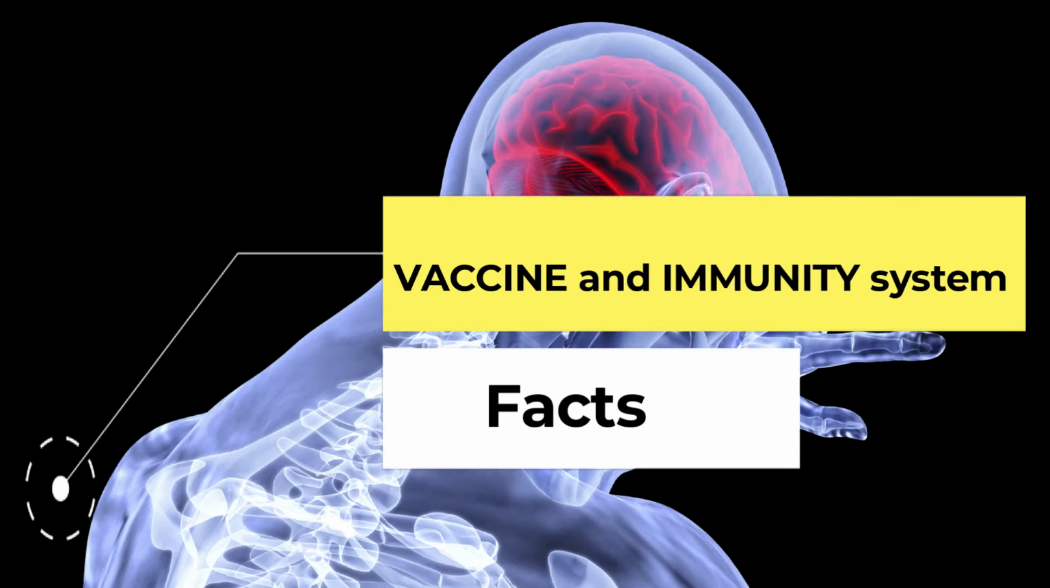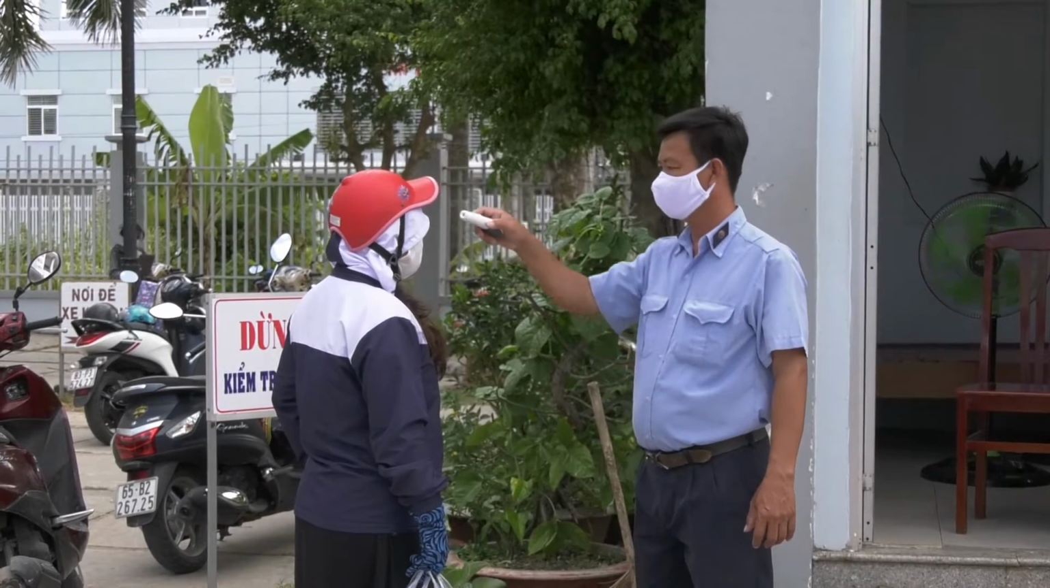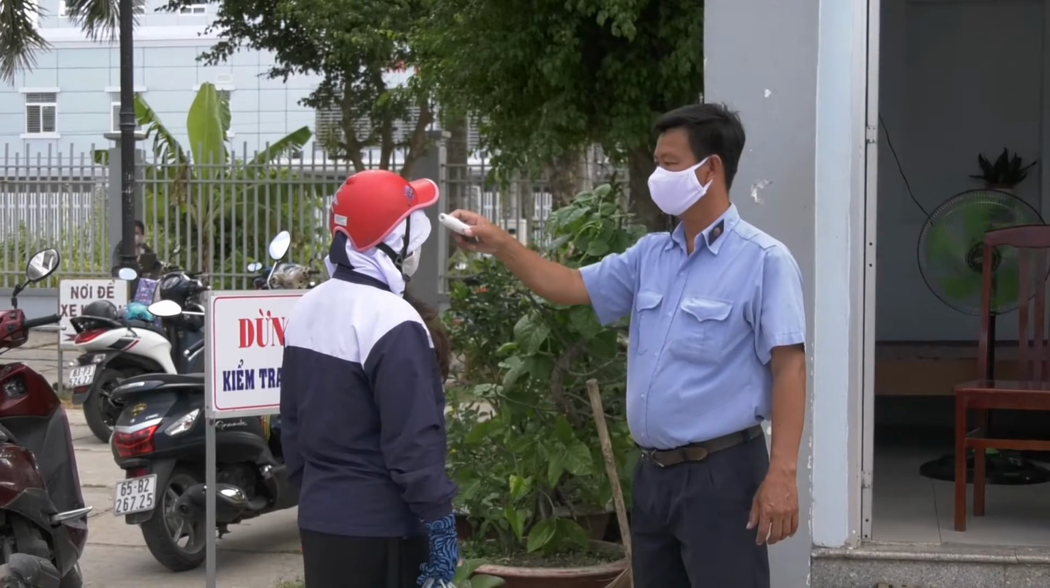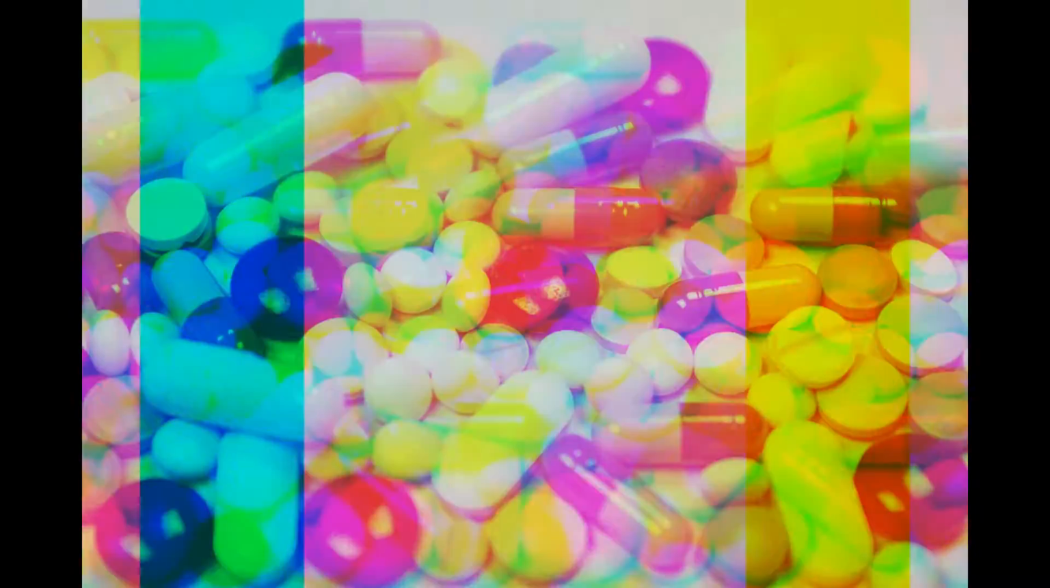Do you know facts about vaccines and immune systems? Immunology is a complicated subject, and a detailed discussion of it is beyond the scope of this video. However, an understanding of the basic function of the immune system is useful in order to understand both how vaccines work and the basis of recommendations for their use.